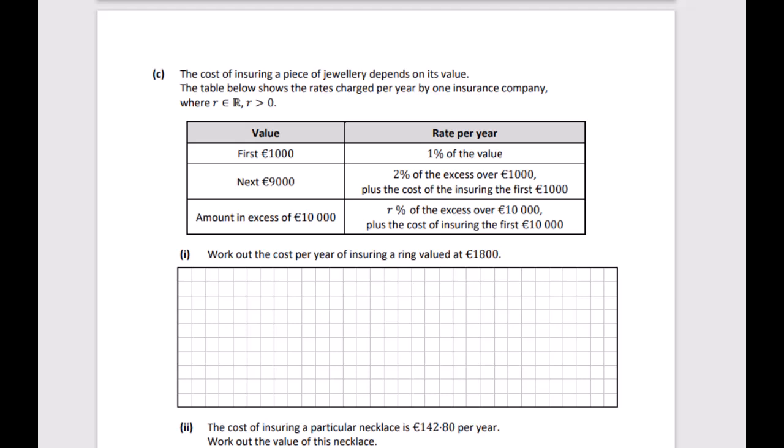Well, €1,800 can be split up into €1,000 and €800. So the first €1,000 is insured at a rate of 1%. So we need to get 1% of 1,000. When you do that, you get €10. Then you've got to get 2% of whatever is left. In this case, it's going to be 800. So when you get 2% of 800, you get €16. So the total then is €26. That's our answer there.